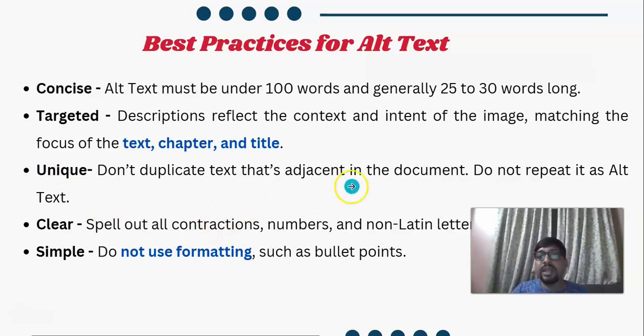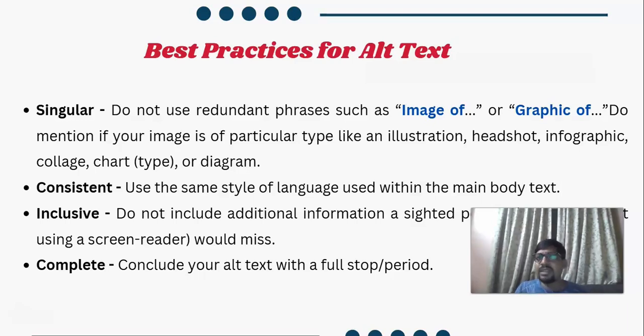Remember, it should be unique. Don't duplicate text that is adjacent in the document. Meaning, if an image generally has a caption, the alt text should not match the caption. And be clear: spell out all contractions, numbers, non-Latin letters. If any contraction is required, then it should be spelled out. And do not use formatting such as bullet points. Keep it a single sentence. Do not use redundant phrases like image of or graphic of, because we need to clearly mention what type of image or what type of diagram it is.